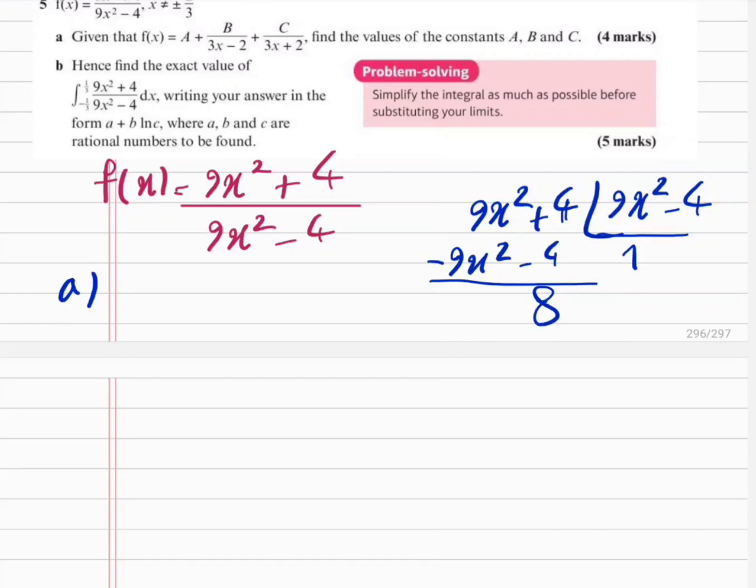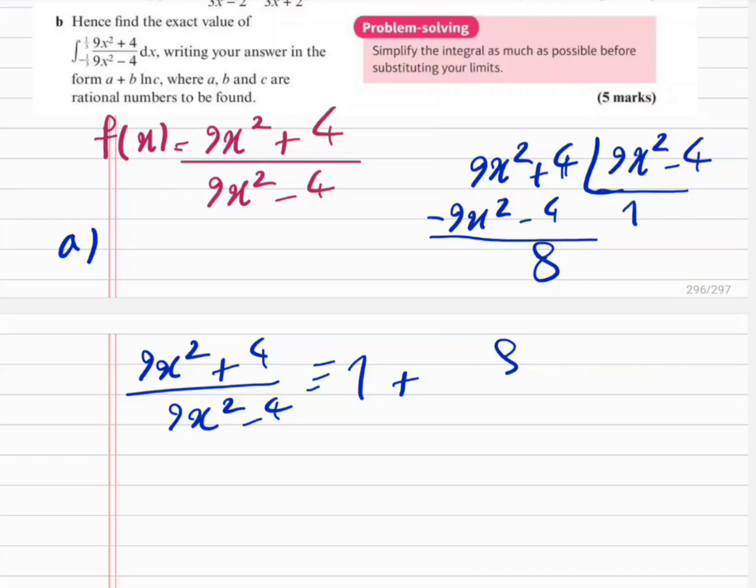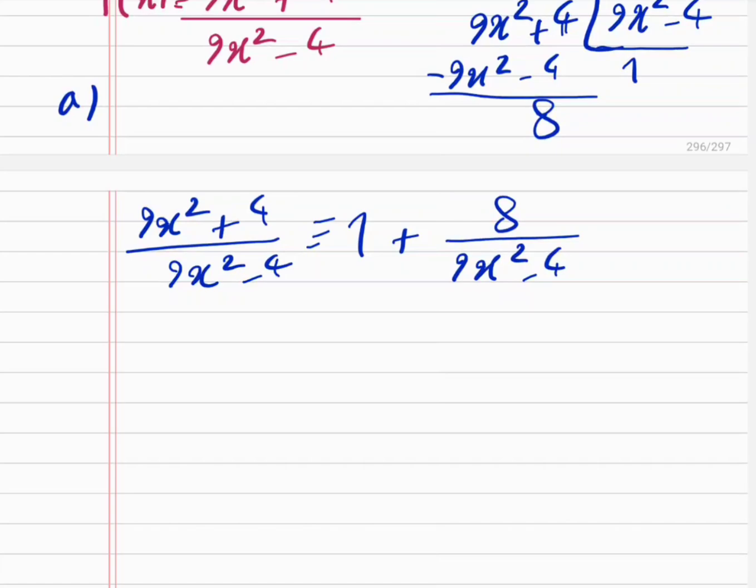Now in terms of the partial fractions, we'll have 9x squared plus 4 over 9x squared minus 4 equal to, and now we can write down the quotient, which is this number here, plus the remainder over the divisor. And this part, 8 over 9x squared minus 4, is the part that can be written as partial fractions.